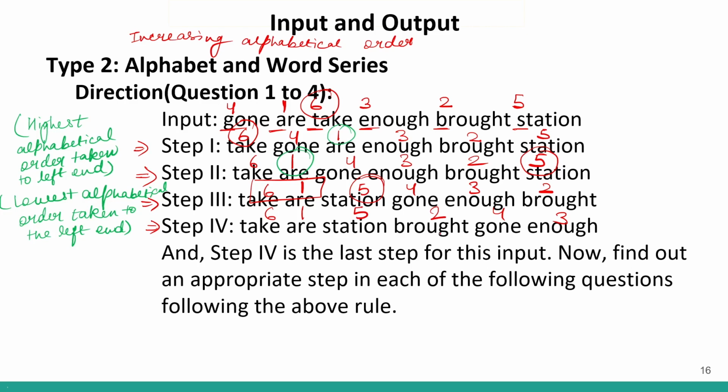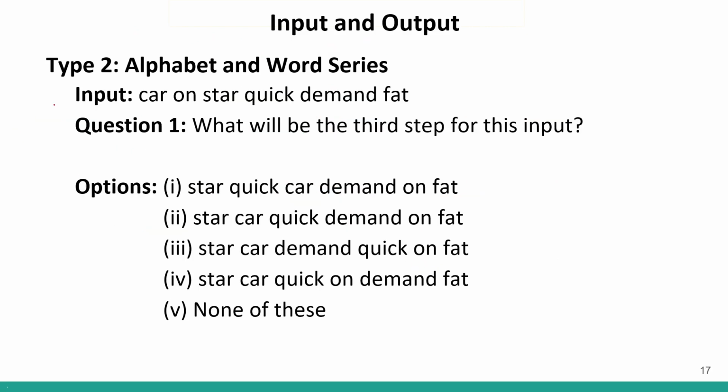Okay. So, based on this logic, we have certain questions. Let us answer them. This is the input. We have to find the third step for this input. So, if I mark them according to the number, the numerology, I am looking at C, O, S, Q, D and F. Obviously C will be first, then we will have D and then we will have F. Correct? Then we have O, then we have Q and then we will have S. Correct? So, this will be the terminology.